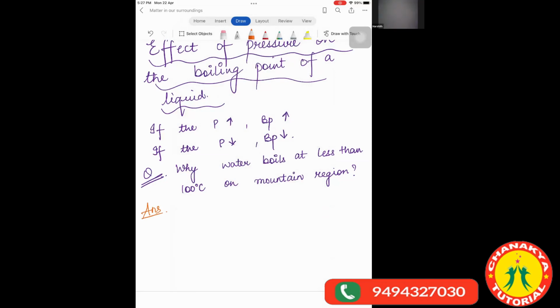Ma'am, the boiling point decreases. Because what happens at the mountain region? Ma'am, the pressure decreases. Yes, that's absolutely correct. Very good. At mountain region, the pressure is less than at sea level. So the boiling point decreases. Am I making it clear? Ryan, you're able to understand here? Yes, ma'am. Okay, very nice.